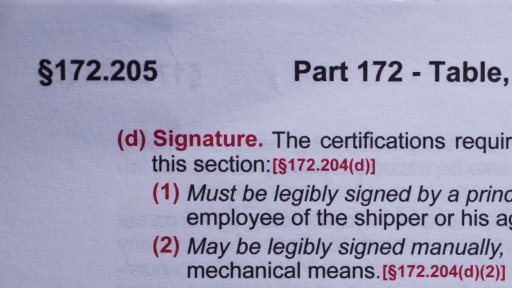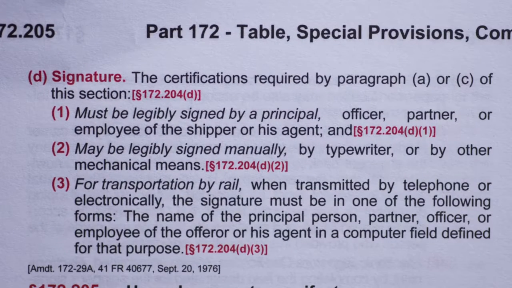The regulations also state that the certification statement must be signed. In paragraph D of 172.204, the regulations state that the certifications required by paragraphs A or C of this section must be legibly signed by a principal, officer, partner, or employee of the shipper or his agent, and may be legibly signed mechanically or manually by typewriter or by other mechanical means.